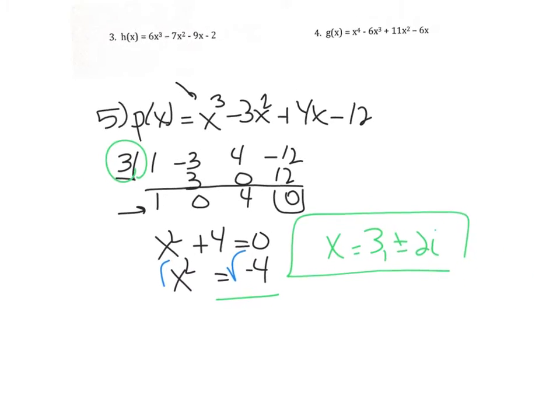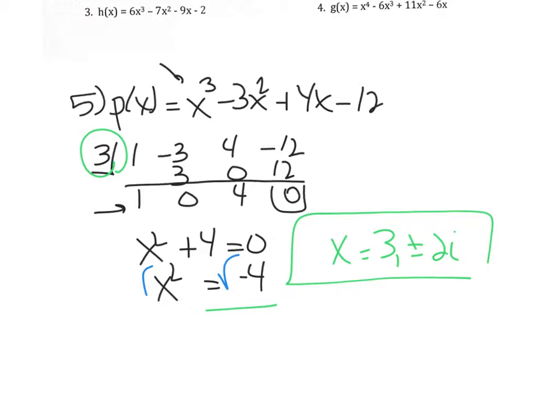Number 5, just 5 on this one. 5 is a little bit different because you're going to start getting imaginary answers. First thing I did is I punched it in my calculator. It looked like it crossed at 3.